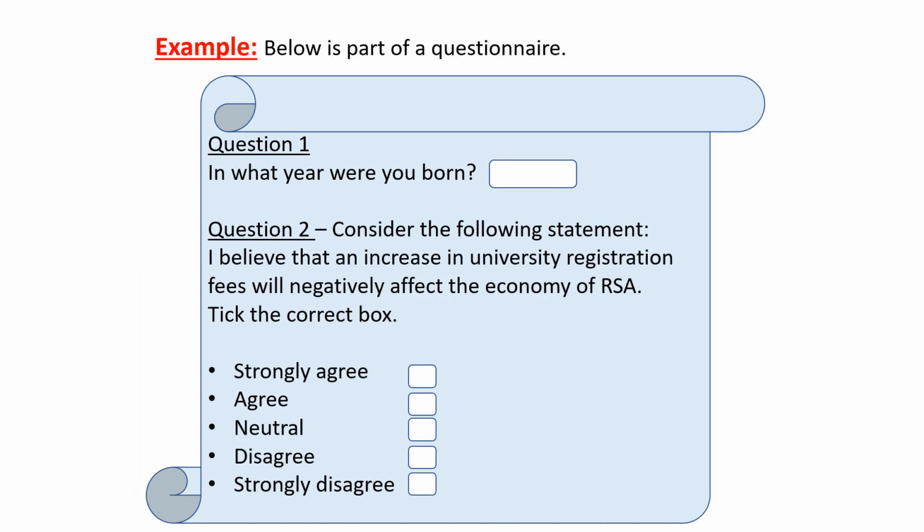Here's another example of a questionnaire. You have 2 questions. The first one is, in what year were you born? The second question is, I believe that an increase in university registration fees will negatively affect the economy of RSA. So you need to tick one of the boxes on how you feel, on your opinion, rather.